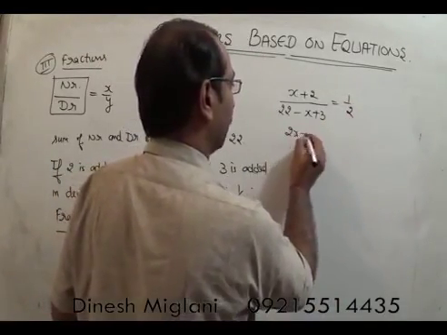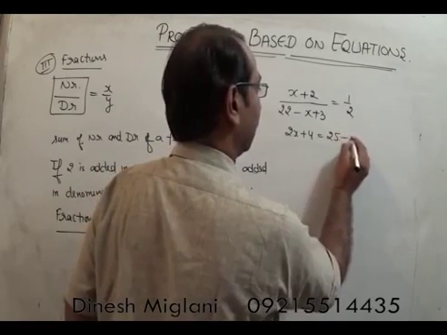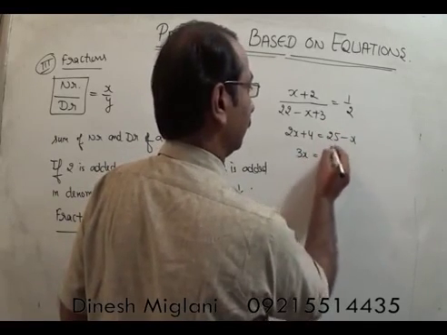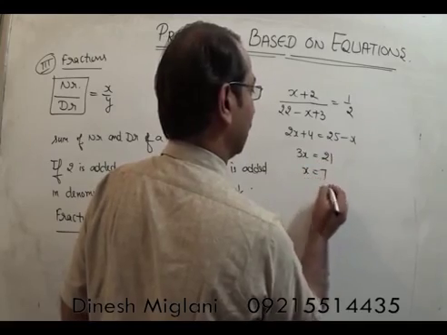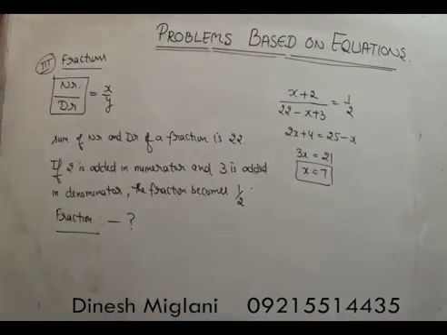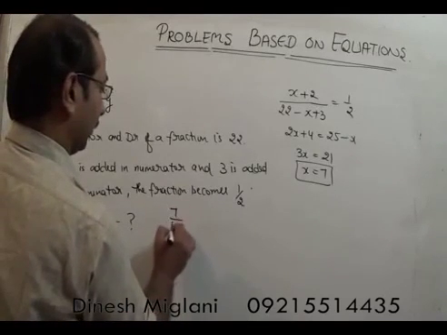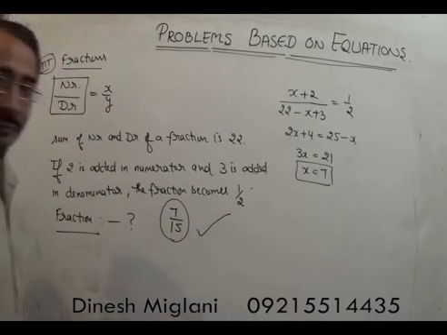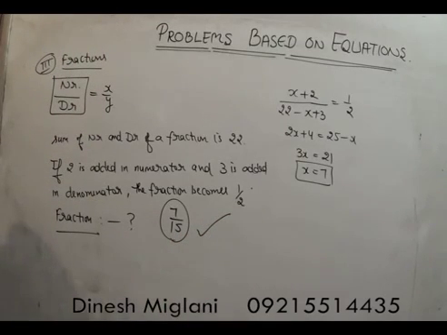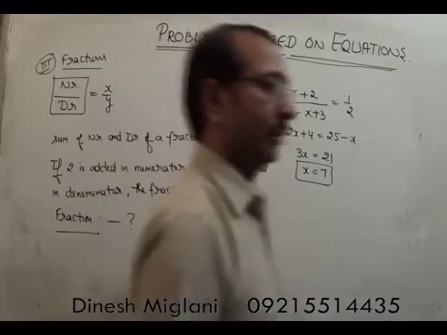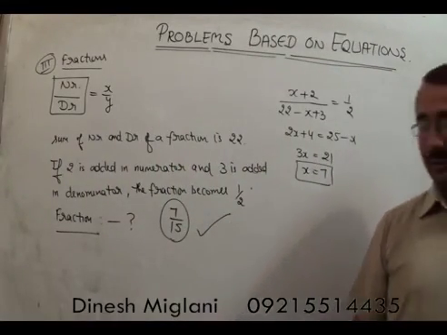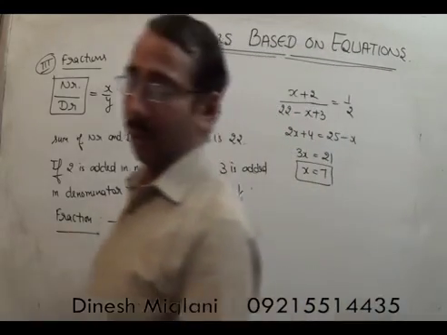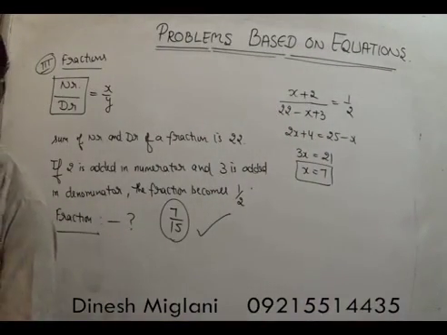Cross multiply: 2x plus 4 equals 25 minus x, or 3x is equal to 21, x is equal to 7, right? It means my original fraction, x upon 22 minus x, becomes equal to 7 upon 15. That is my answer. I hope the point is clear. So these are our general questions based on the concept of fractions, in which we simply take the numerator and denominator values, and based on that you are in a position to get your answer.